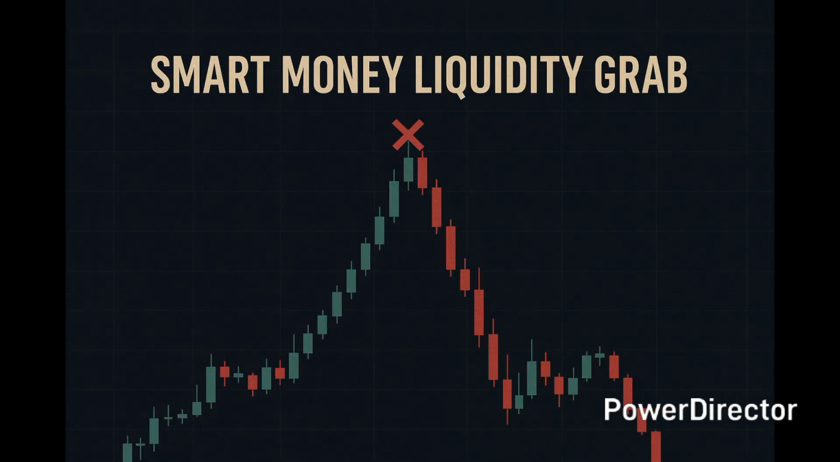Have you ever placed a trade just to see price hit your stop loss and then reverse in your original direction? That's not a coincidence, it's a liquidity grab. Market makers and institutions intentionally drive price into these zones to trigger stop losses and activate pending orders. Once enough liquidity is collected, they reverse the market. Understanding this behavior helps you place your stops more strategically and avoid being manipulated.